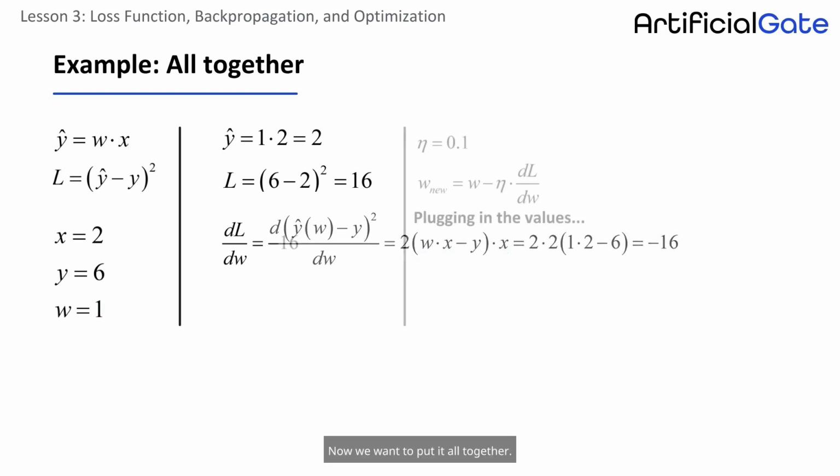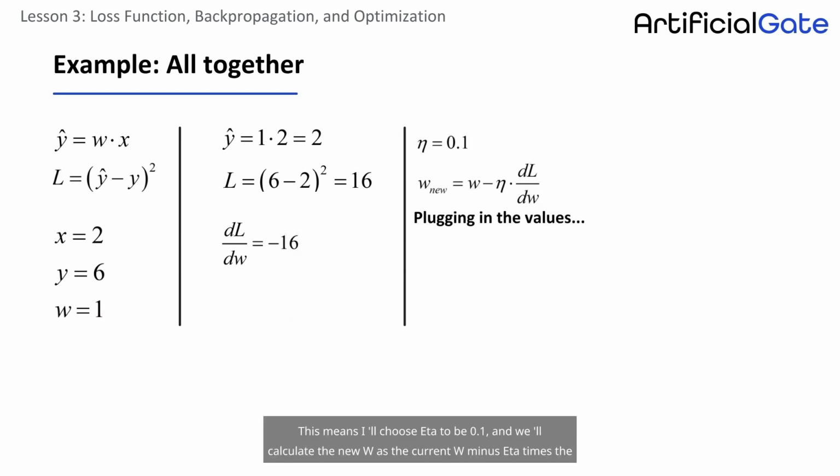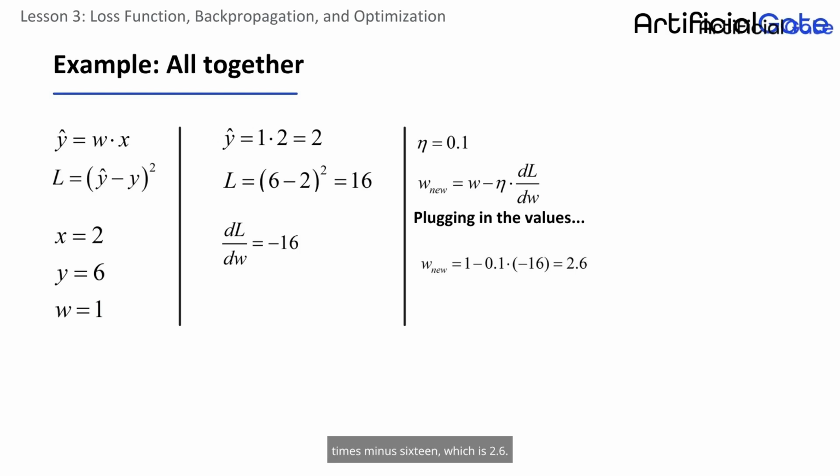Now we want to put it all together. This means I'll choose eta to be 0.1, and we'll calculate the new W as the current W minus eta times the derivative of L with respect to W. Plugging in all the numbers, we get that the new W equals 1 minus 0.1 times minus 16, which is 2.6.